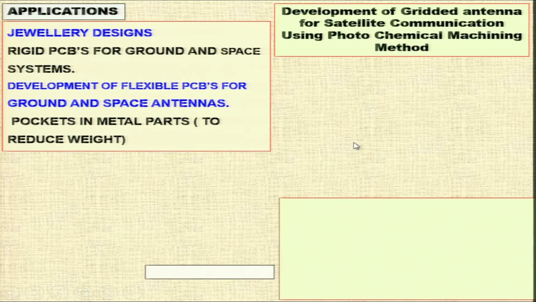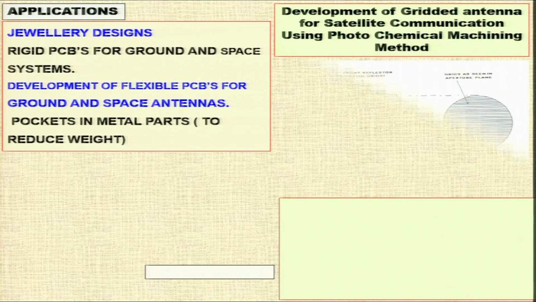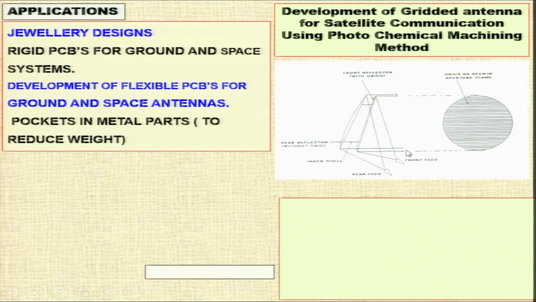Development of gridded antenna for satellite communication, a very important application using the photochemical machining method. Now these are the kind of antennas that are being prepared in India also, at ISRO, Hyderabad.